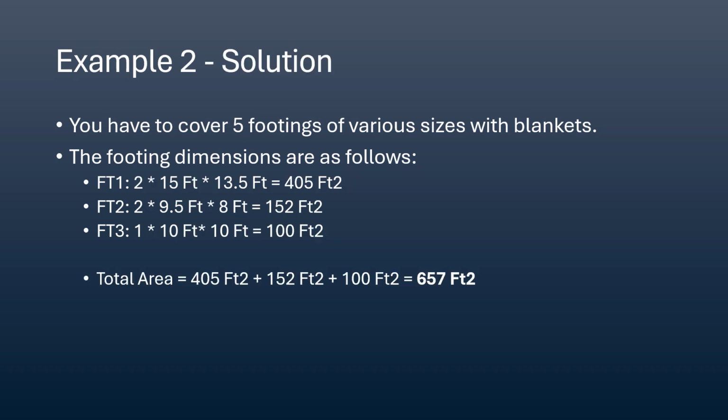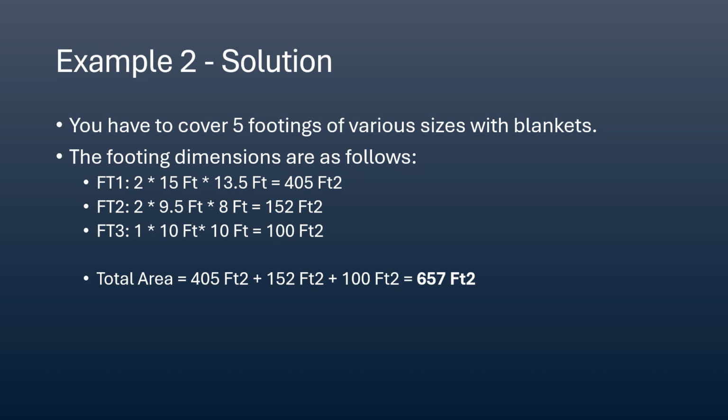So for the solution for example 2, all you're going to do is take each footing and break these down by footing. So footing number 1, you're going to multiply by 2 because there's 2 footing number 1s, times 15 for the length, times 13.5 for the width, and the total should equal 405 feet squared. Footing number 2, same thing, you're going to multiply by 2 because there's 2 footings, times 9.5 feet long, times 8 feet wide equals 152 feet squared.